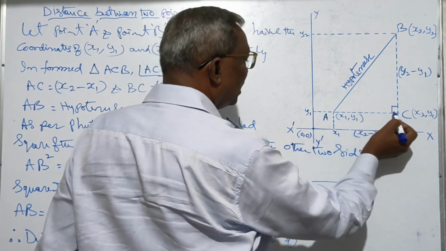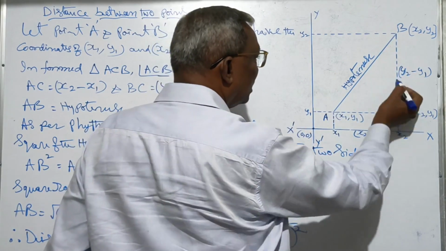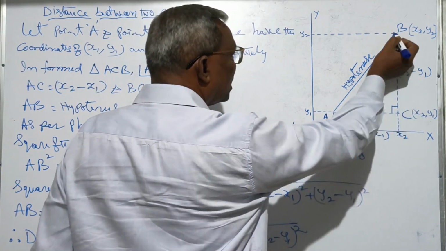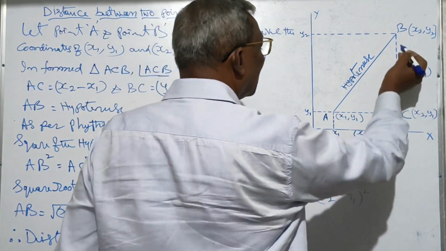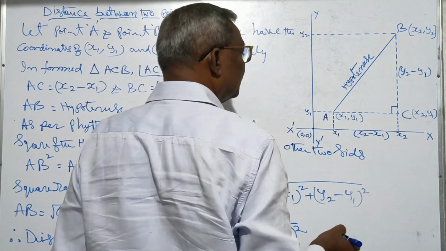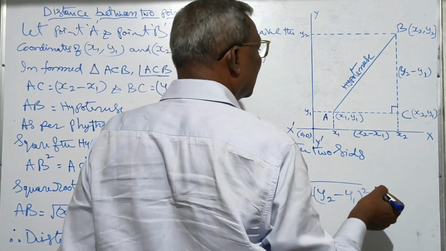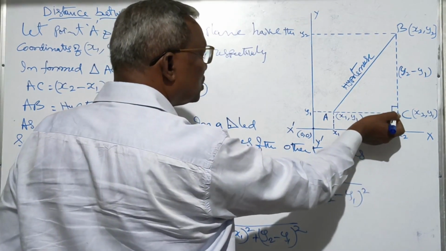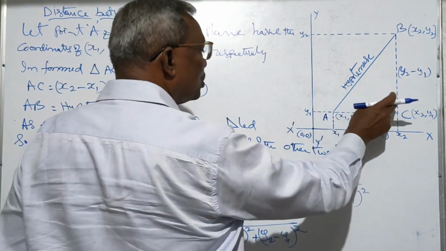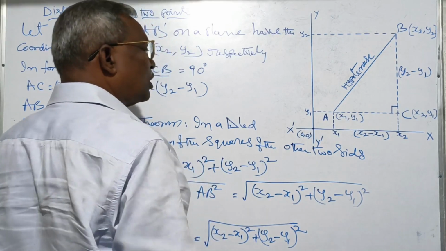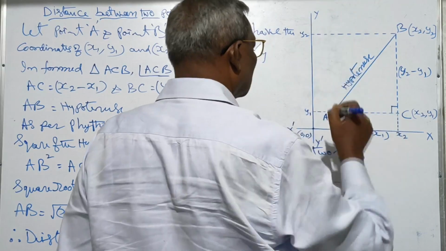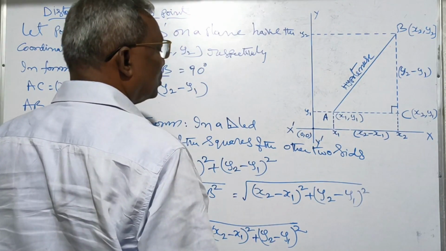Here, ACB forms a right angle triangle. In this right angle triangle, angle ACB is 90 degrees. Automatically, the side opposite to the 90 degrees is the hypotenuse. So AB is equal to the hypotenuse.